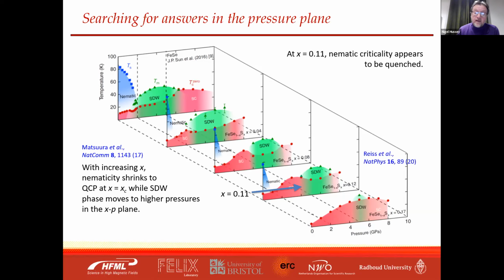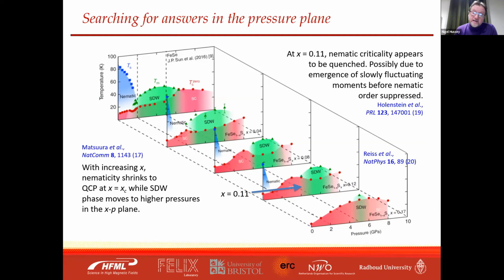I'm sure we'll hear further about that in the next talk. So going at around x of 0.11, they showed indeed that nematic criticality appears to be quenched in the system, even though NMR measurements suggest that these two phases, these two critical points, are actually isolated. Therefore, the nematic phase should have shown evidence of the transport or the mass going critical. That wasn't seen. But actually, quite recent muSR data around a similar doping suggests that before the nematic order is suppressed, there is the emergence of at least slowly fluctuating moments, which may also, again, like they did in pure iron selenium, cause a suppression of the nematic criticality.